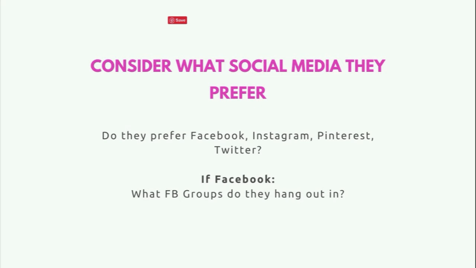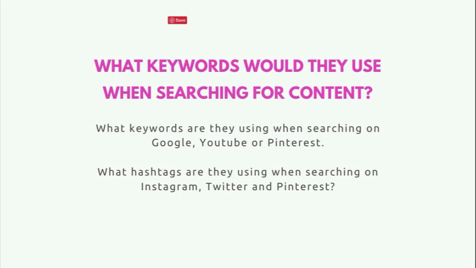So consider what social media they prefer, okay? Maybe they prefer Facebook, or do they prefer Instagram? Do they prefer Pinterest? Maybe Twitter. So let's talk about Facebook. If they like Facebook, what sort of Facebook groups do they hang out in? And then think about what keywords they might be using when searching for content. What keywords are they going to use when searching on Google? Or maybe they're searching in YouTube, or perhaps even Pinterest. Then think about hashtags as well. What hashtags are they using when searching on Instagram, Twitter, and Pinterest?